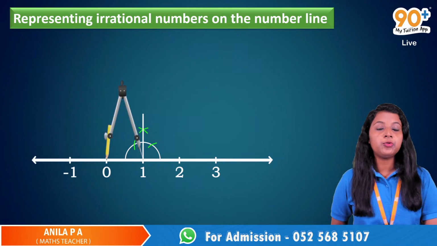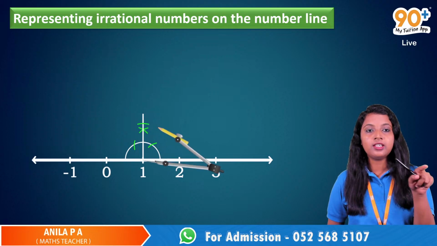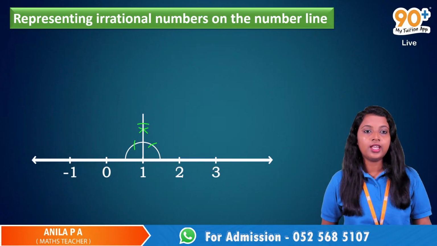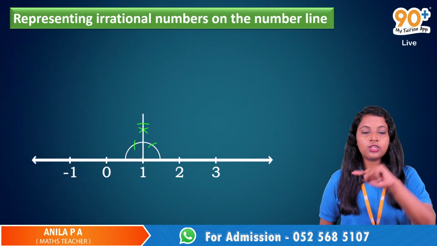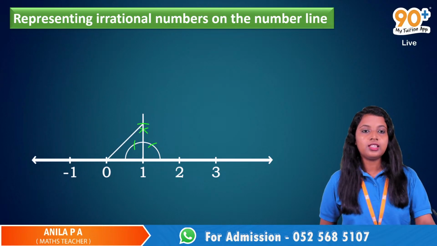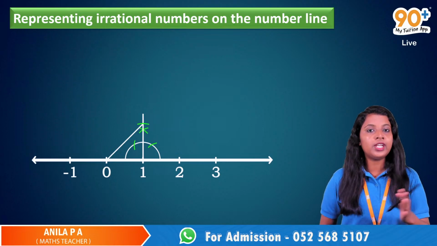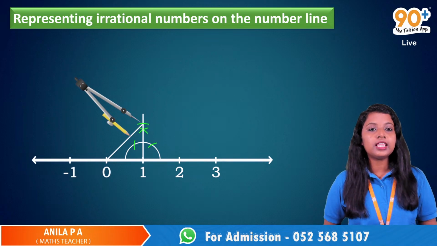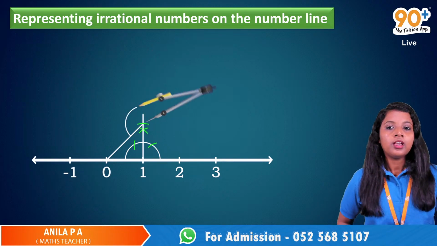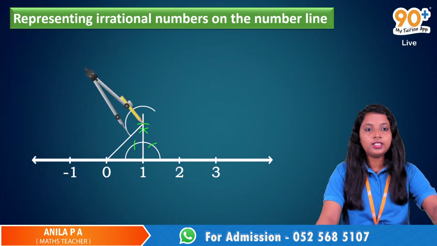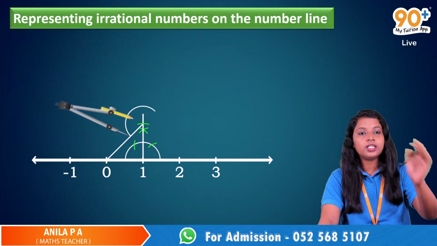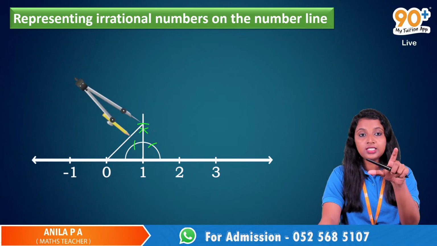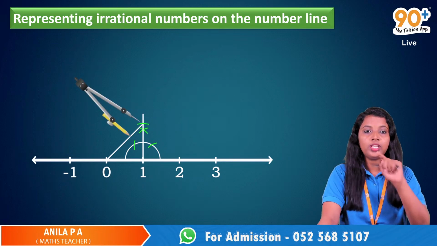Now we have to mark 1 centimeter on that line. We take that 1 centimeter and cut an arc there, and now we join 0 to that point, and this length will be root 2. We discussed all this in the last class. Taking that distance as the radius, we draw another arc, and we will get root 2 on the number line.